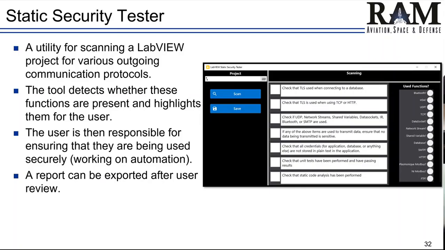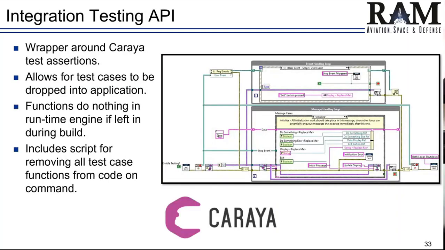I'm working on scripting to actually do some of the common investigations automatically, right? Like if you have the database connectivity toolkit open function, check if there are string constants connected to the username and password, stuff like that. I have this integration testing API.